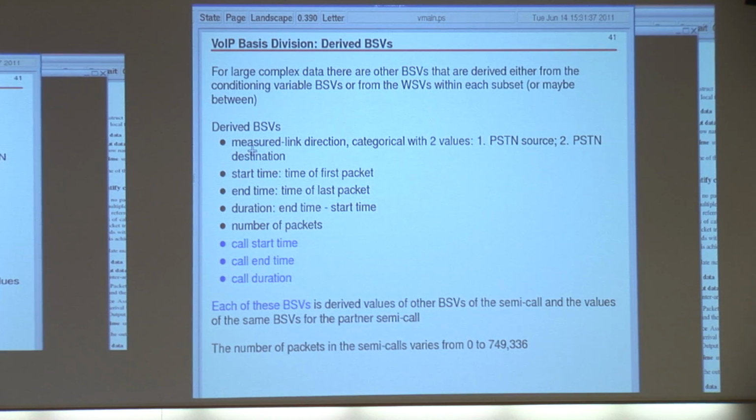Here are some between subset variables. One, which of course is important, as you might expect, is the measured link direction. It's categorical with 2 values. So for each semicall, we have whether it has the PSTN as the source or the PSTN as the destination. The start time, the time of the first packet of the semicall. The end time, the time of the last packet. The duration of the call, end time minus start time. Number of packets. Let's stop right there.